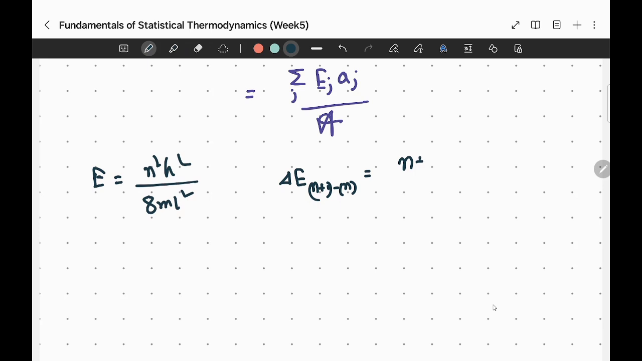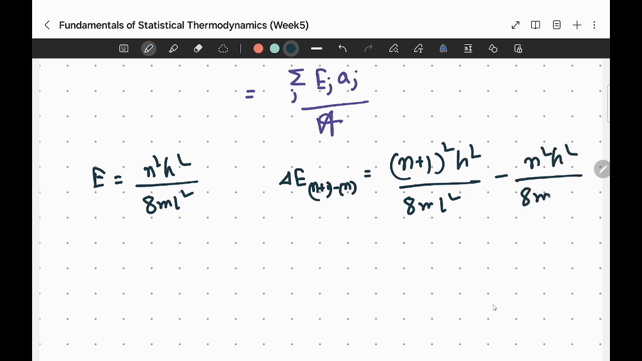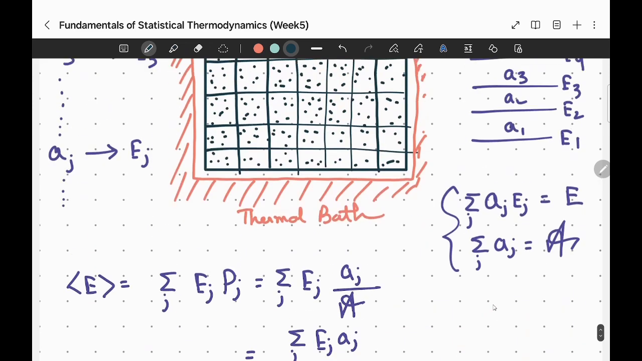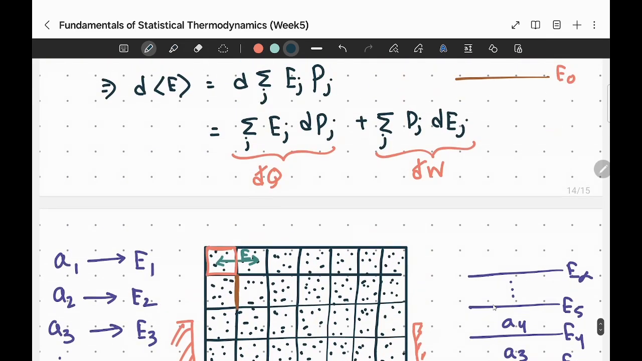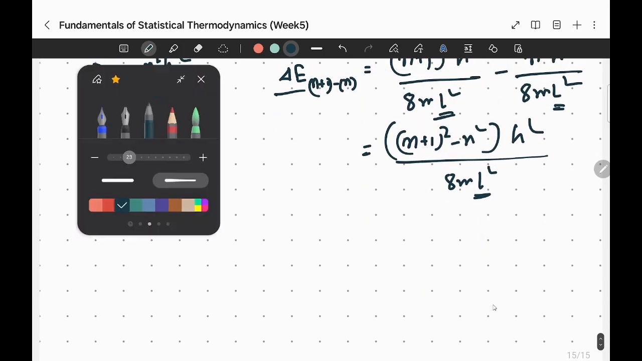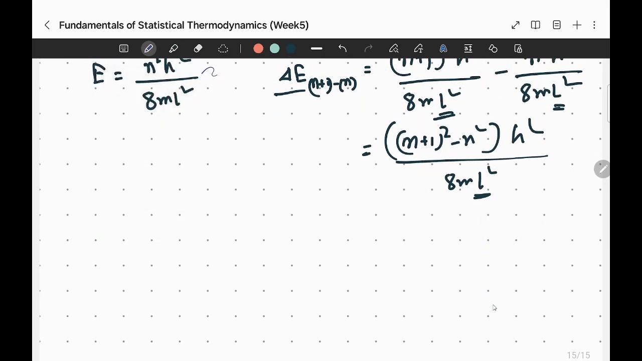So what will this be? (n plus 1) squared h squared divided by 8 m L squared, minus n squared h squared divided by 8 m L squared, right? So if you increase the length, what will be the answer? (n plus 1) squared minus n squared, into h squared divided by 8 m L squared, like this. So from here you can see, if you increase the length, dε will decrease. So the energy levels will be more dense. That means the energy level is changing, the population is not changing. So that's why this represents the d̶W. In this way you can understand why this is d̶Q and why this is d̶W.